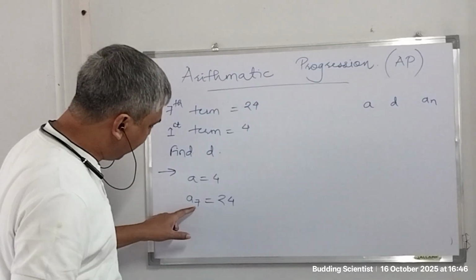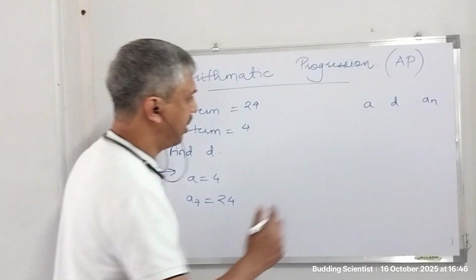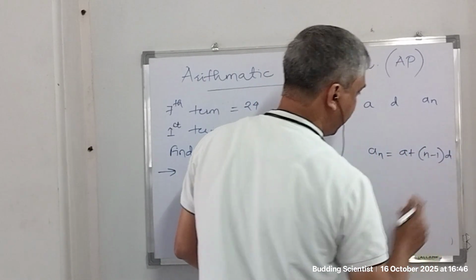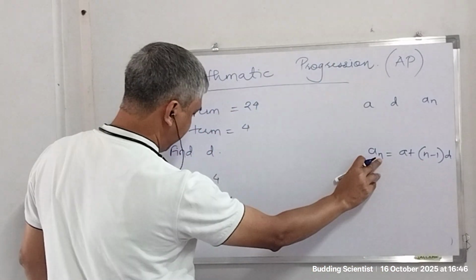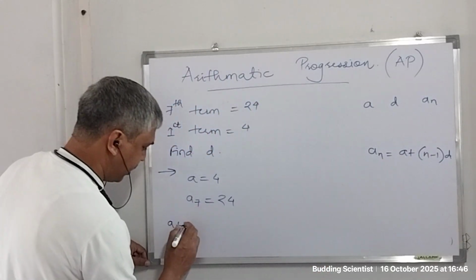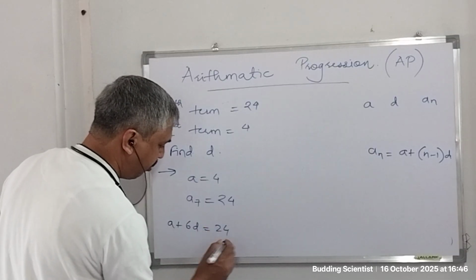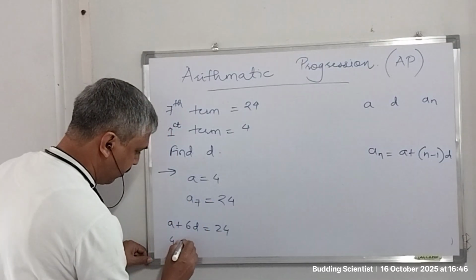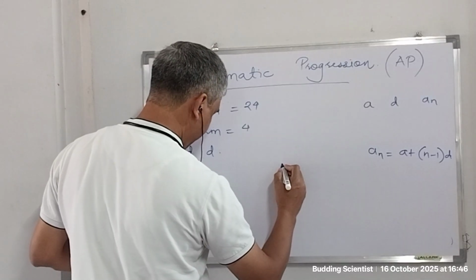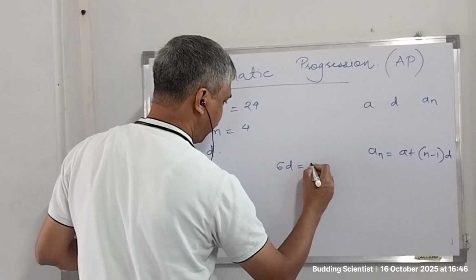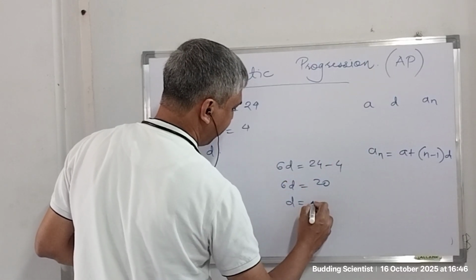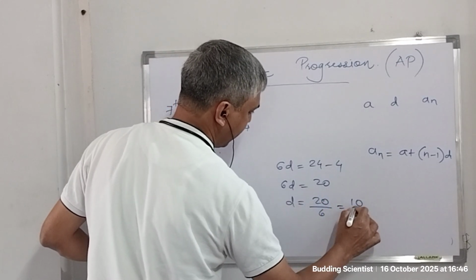But the value of An is A plus n minus 1 into D. The formula is An is equal to A plus n minus 1 into D. So we'll take this as A7 is equal to A plus n minus 1, 7 minus 1, 6 into D is equal to 24. A is 4. 4 plus 6D is equal to 24. So 6D is equal to 24 minus 4. 6D is equal to 20. And the value of D is 20 upon 6, which is equal to 10 by 3.